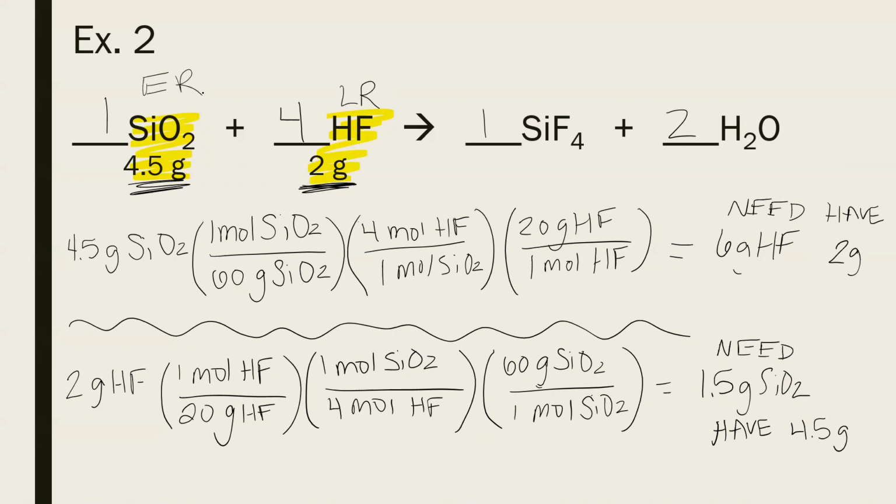Check the other way. Down here, I need 1.5 grams of SiO2. I have 4.5. I need $1.50. I have $4.50. I have money left over. So SiO2, oh, shocking, is the ER, the excess reactant. By default, HF is the limiting. So like I said, it doesn't matter which method you use or which reactant you start with, you should get the same answer. Okay, you're finding which is the limiting reactant, which is the excess reactant. That's all we're doing right now. I'll tell you why this is important next video.